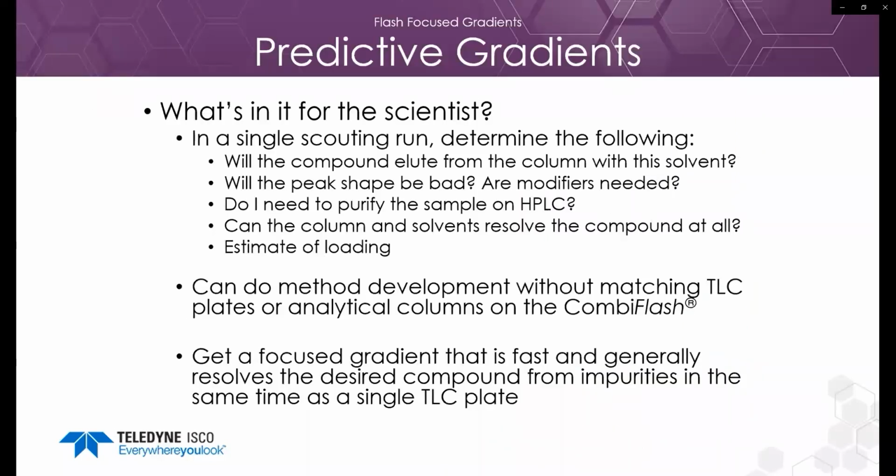Now I'll talk about various ways to calculate a gradient. But why would someone want to do this? A single scouting gradient allows chemists to determine whether a compound will elute using a column and solvent system, and whether solvent modifiers such as triethylamine or trifluoroacetic acid are needed. A scouting run indicates whether a compound can be purified with a flash column or whether HPLC is needed, and also a user can estimate how much sample they can load on a column.